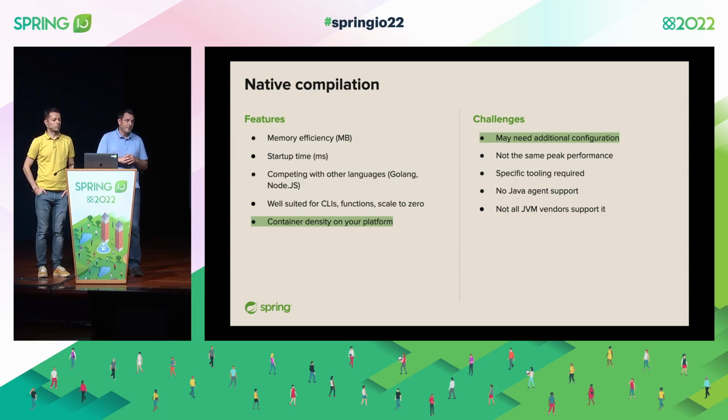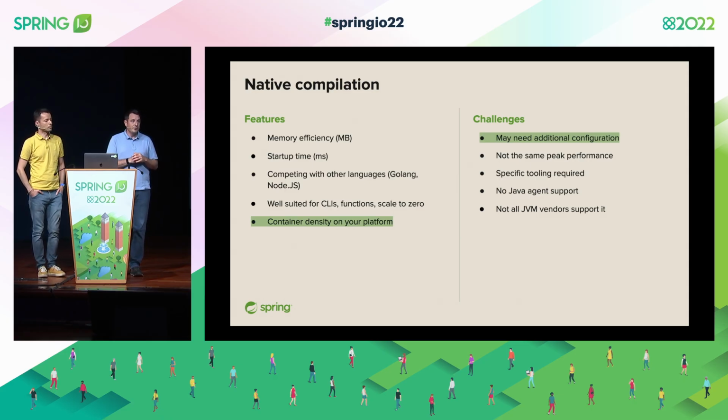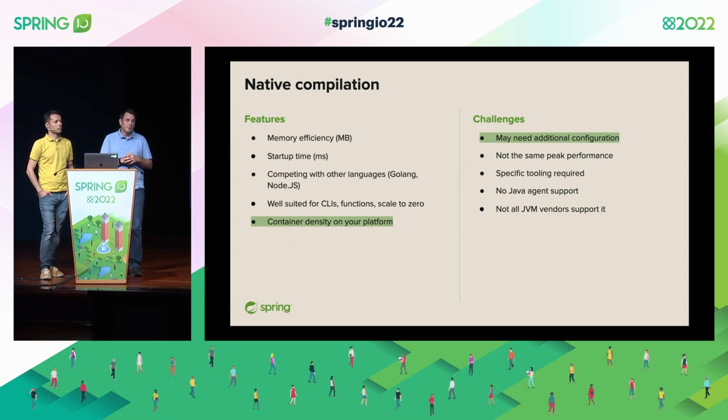Also, there's no Java agent support, and there will probably never be. Someone was asking in a session earlier about OpenTelemetry, whether the OpenTelemetry agent would work with a native deployment. Unfortunately, the answer to that is no. And not all JVM vendors support it. So you may have a support contract with a JVM vendor that does not support GraalVM yet.